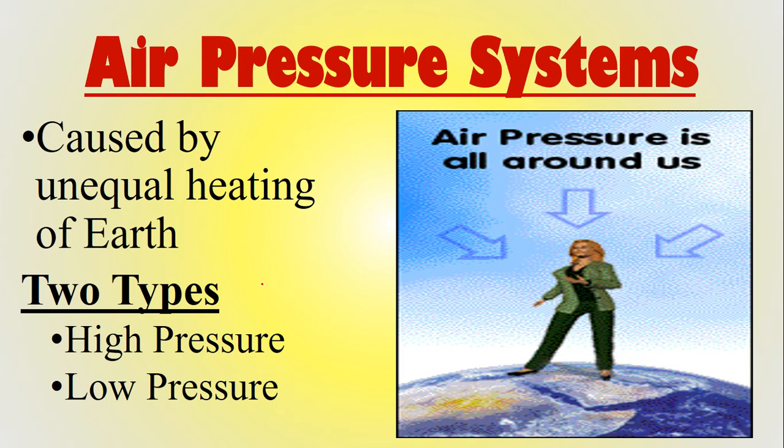Now you can also look on maps and see air pressure systems. Remember, air pressure is caused by the unequal heating of the earth, and there's two types of air pressure systems: high pressure and low pressure. Remember, winds go from high to low.